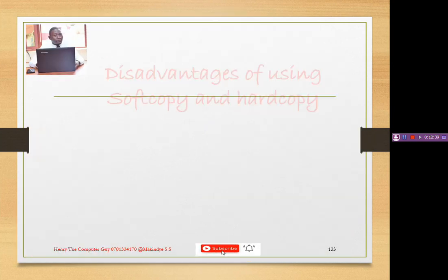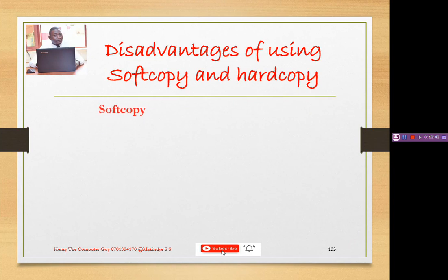We continue and talk about the disadvantages of the two. Let's begin with the soft copy. What are some of the bad things, or the disadvantages, of using a soft copy? It is easily destroyed or affected by viruses. Whenever your computer is affected by a virus, the information might become corrupt, you might lose some of the information, and that is a bigger problem because it will lead to loss of our data.